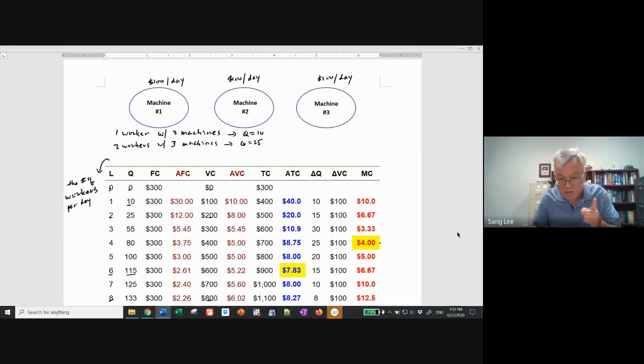Now, here, you added 1 more worker, so now you have 2 workers. Then output actually increased to more than 20. With the 2 workers combined with the 3 machines, the total output is 25. How is that possible? Well, it is possible.